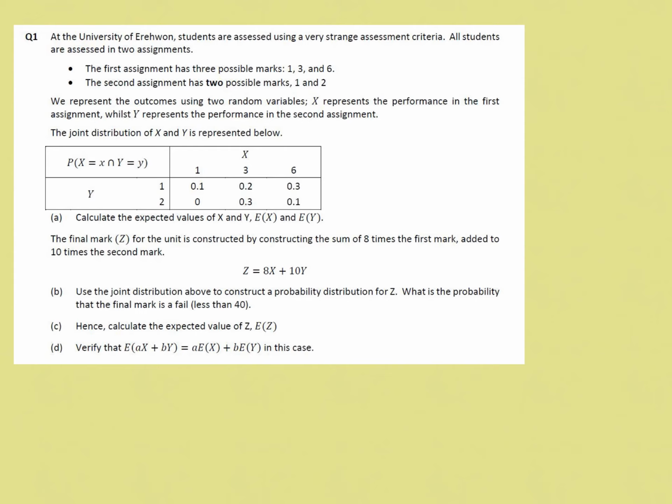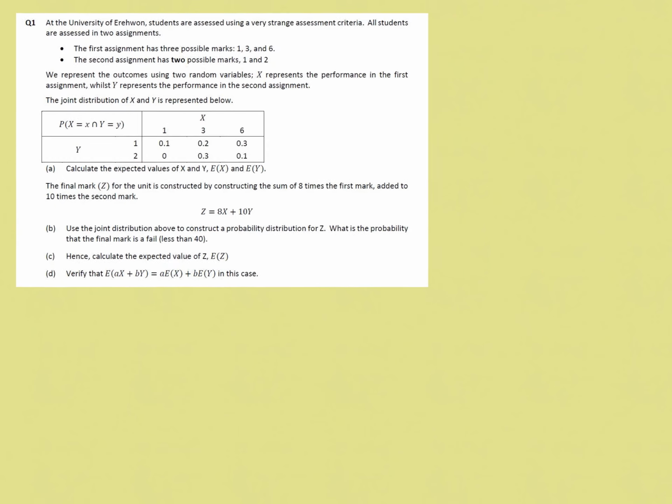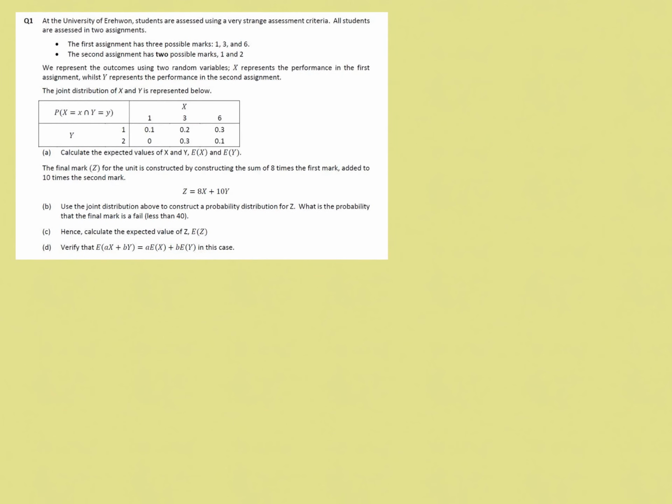In the next part of the question, we're told that the final mark for the unit is obtained by multiplying the value in the first assessment by 8 and adding it to 10 times the score in the second assessment. And we're asked to calculate a probability distribution for z, which is our overall mark.